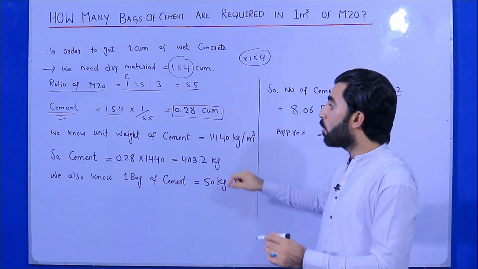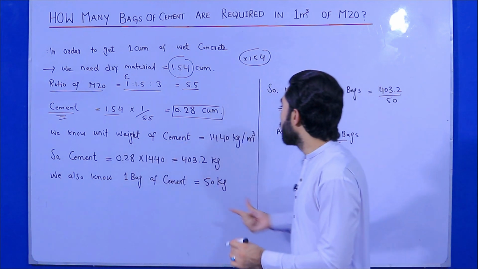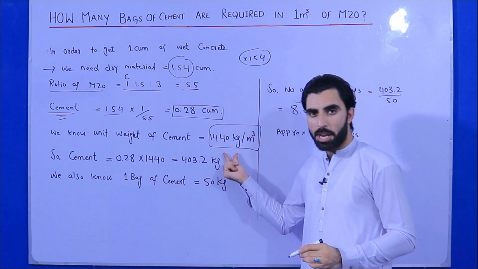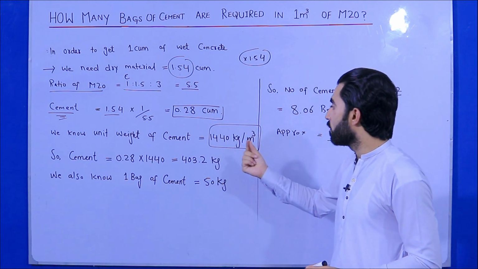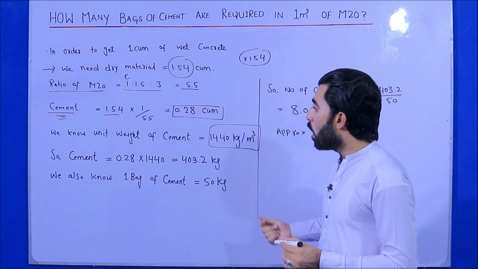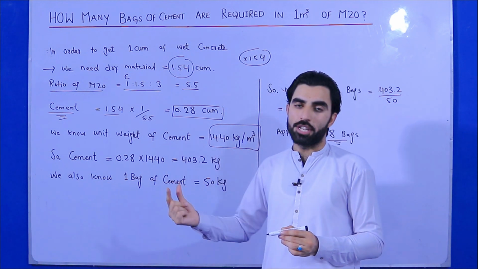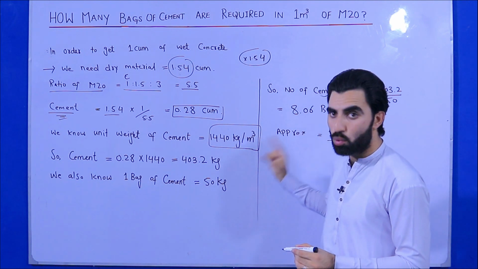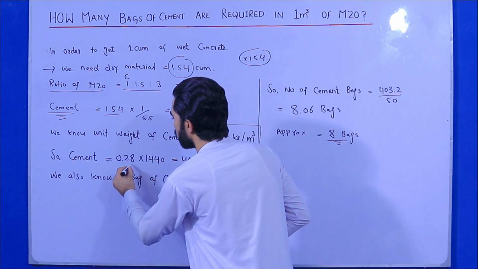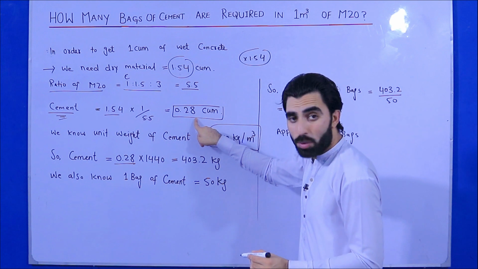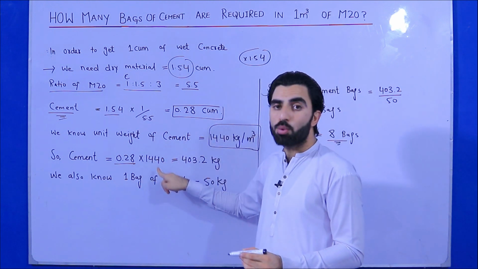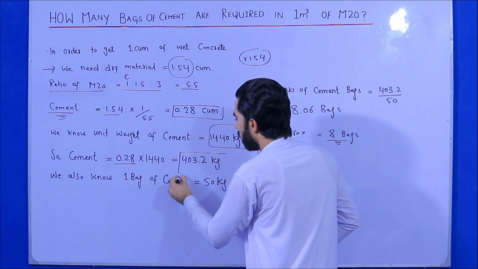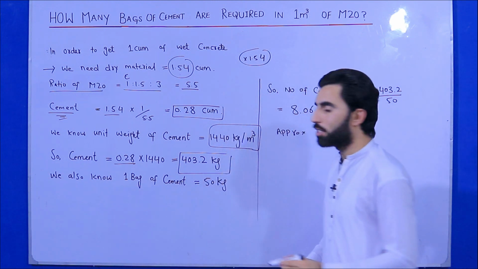volume of cement. Now guys, we know that unit weight of cement is 1440 kg per meter cube. This is the unit weight of cement per meter cube. Okay, 1440 kg. Now how many kg of cement is required for 1 meter cube concrete in M20 grade? So the cement volume is 0.28, multiply density of cement or unit weight of cement, which is 1440 kg. So now guys, we require 403.2 kg cement.